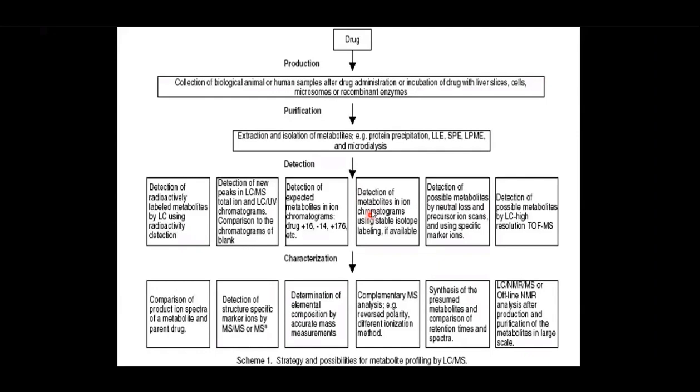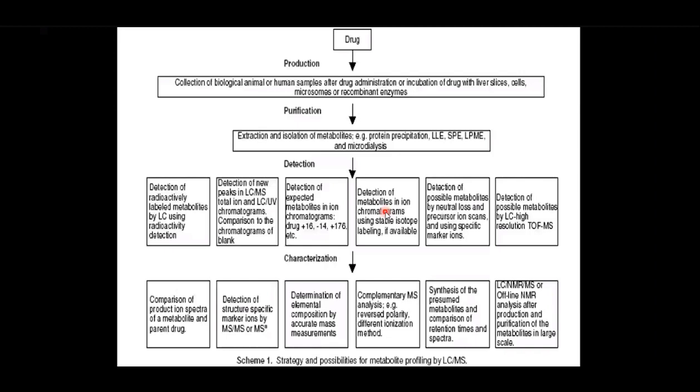Detection of metabolites in ion chromatogram using stable isotope labeling, if available. So instead of using C14 or tritium, which are radioactive isotopes, you can use C13, which is a stable carbon isotope, or deuterium instead of tritium. If you substitute these isotopes in a drug structure and use a mass spectrometer to identify the change in weight, you will be able to identify the metabolites on the basis of the substitution of carbon-13 or deuterium in the actual drug structure. Okay, so that can identify the metabolites.